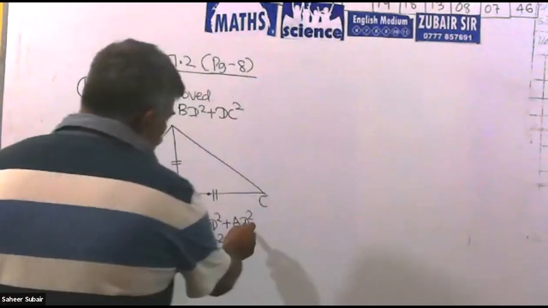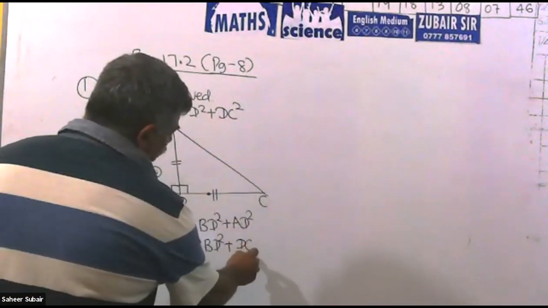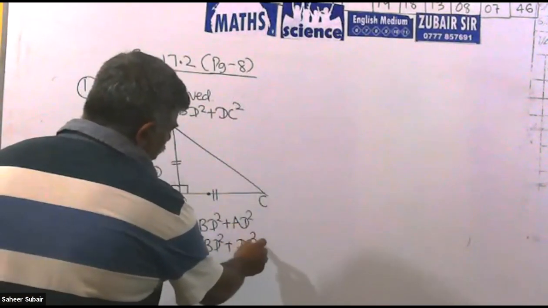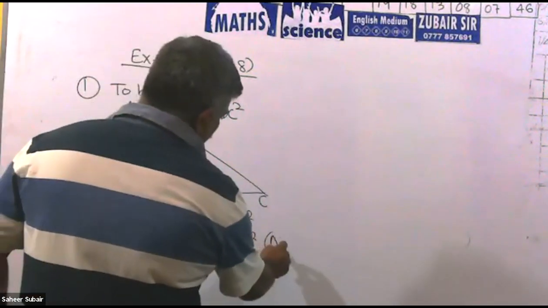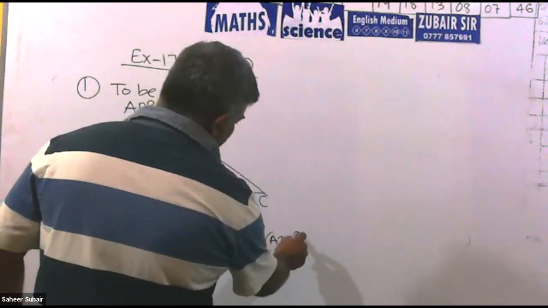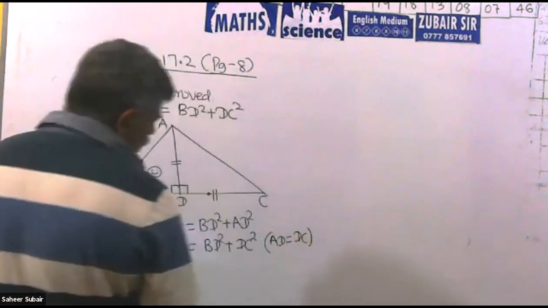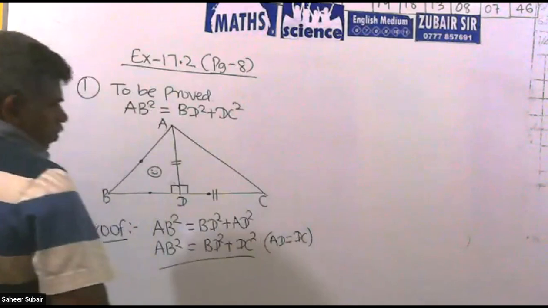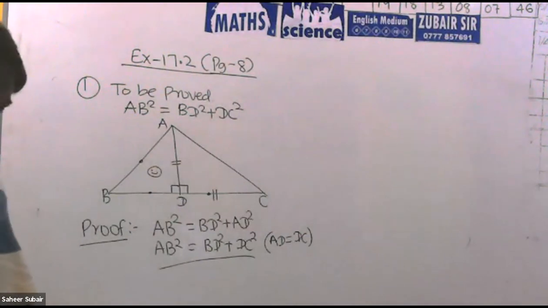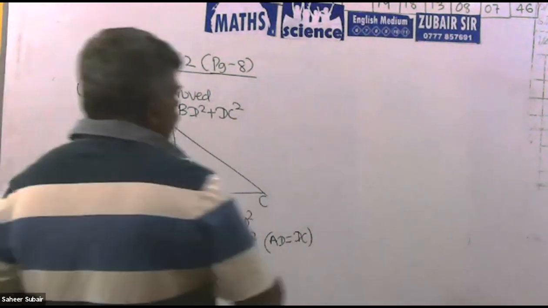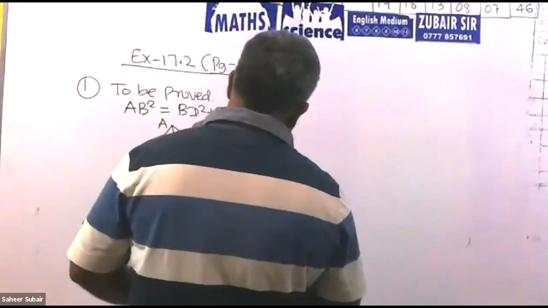So, instead of AD, I am using DC. Then AD squared becomes DC squared. Why? AD equal to DC. It is given. Then this is the proof. Only two steps. Let's see the question number 2.